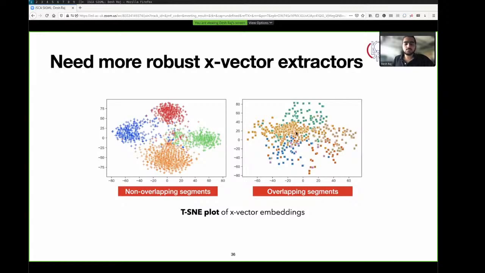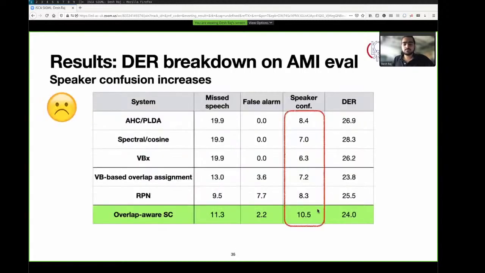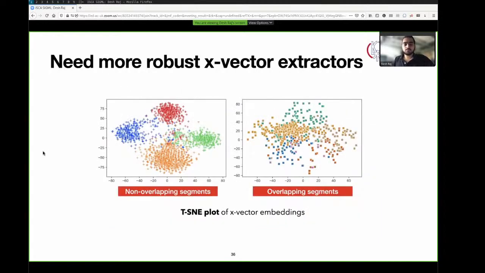And this is probably why it's harder to distinguish between speakers and to assign them to correct speakers for overlapping segments. So I believe this problem of increasing the speaker confusion can be mitigated if we train a more robust X vector extractor, hopefully on overlapping speech, so that it would do well on overlapping segments. It's as simple as that.